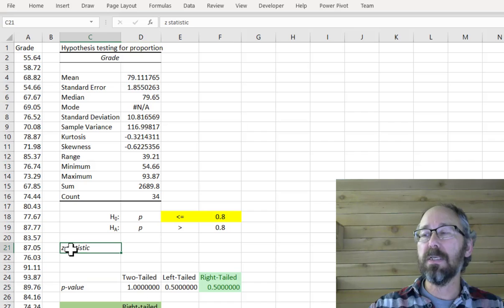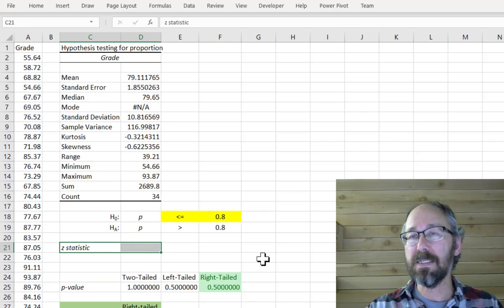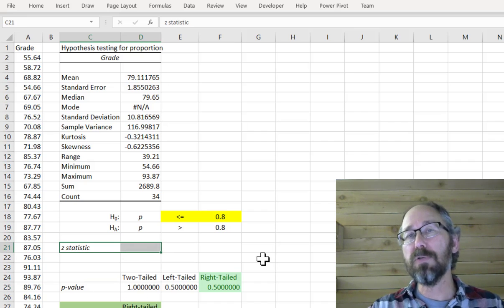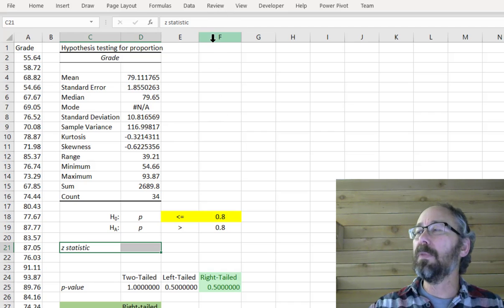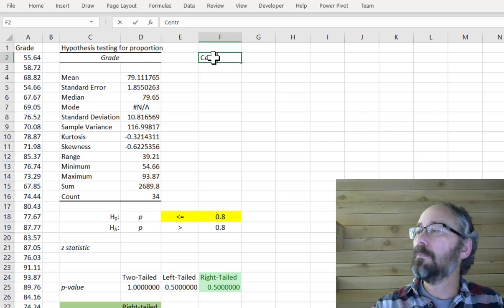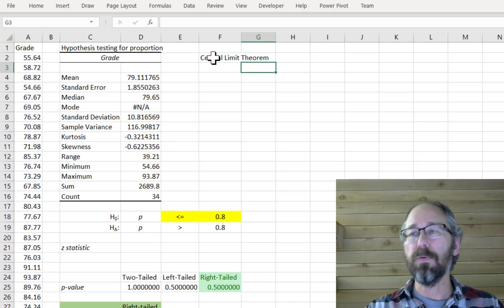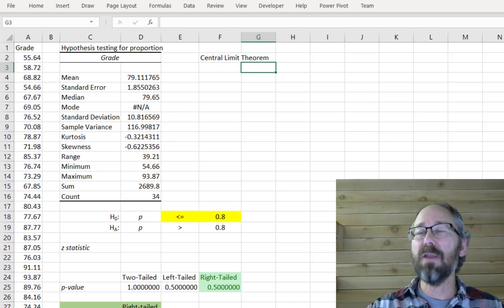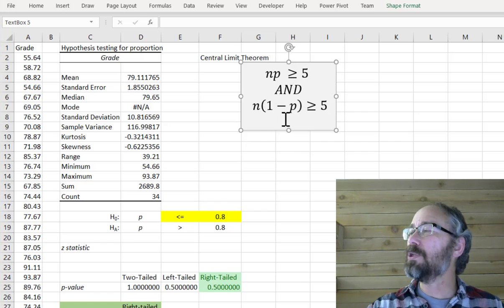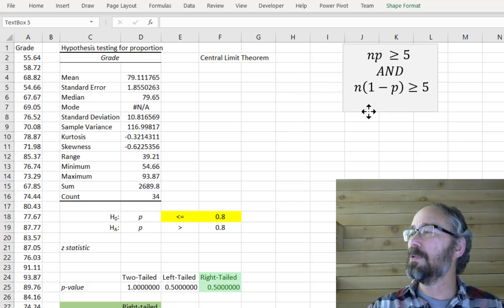Now what changes is we'll have to calculate a Z-statistic. But before we get to that, we also need to look at the central limit theorem. So the central limit theorem for the mean is quite easy. N is greater than or equal to 30. However, it's not as straightforward for the proportion. Here's the formula that we'll be using.